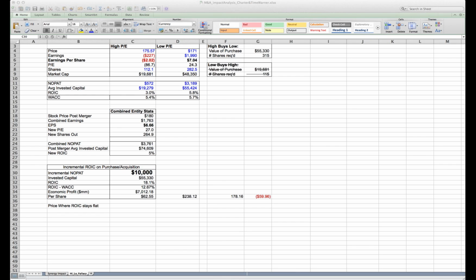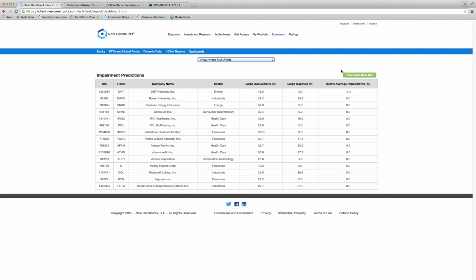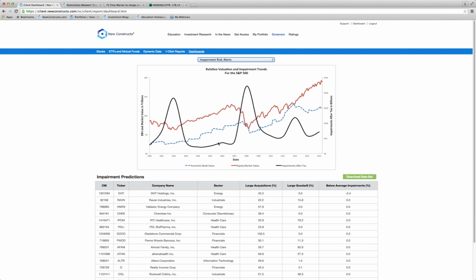So, signs of a bad acquisition: impairments, write-downs. Notice how over time, this is a chart that's looking at market value and economic book value for the S&P 500 over time, an aggregate analysis. It's pretty awesome work, I'd say. I think it's really cool. You could never do this before New Constructs. Market value of companies versus their economic book value since 2000.